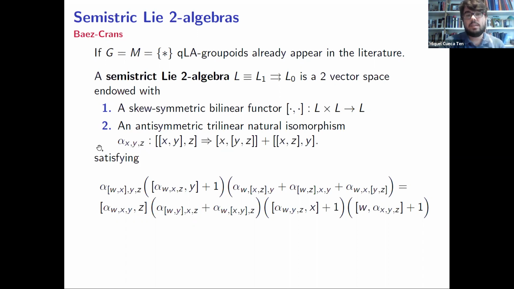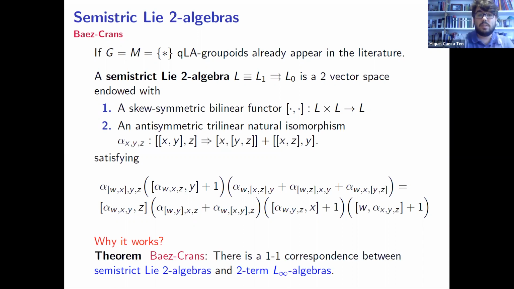And this trilinear natural isomorphism satisfies a compatibility relation with the bracket, that is, this more or less complicated equation. Okay, and why do we know that this is the right answer in the case where G equals M equals a point? Because there is a theorem that says there is a one-to-one correspondence between semi-strict Lie algebras and two-term L infinity algebras, that I will define later.